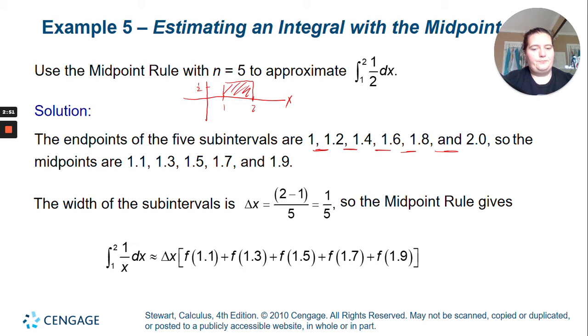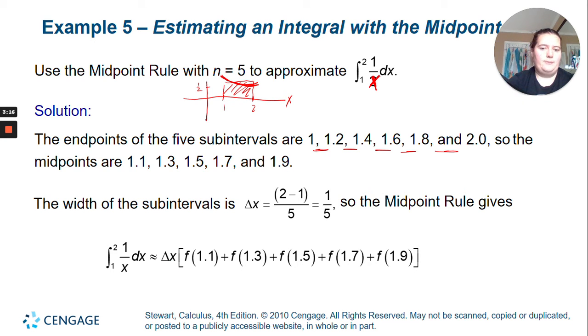So what that gives me is, and this should not be a 2, this should be an x. I don't know why that's showing up there. So it's not this particular picture. There we go, 1 over x. We're going to use the 1.1, 1.3, 1.5, 1.7, and 1.9 to plug into my function. Then we're going to multiply by delta x. So that's where this last line is coming from.